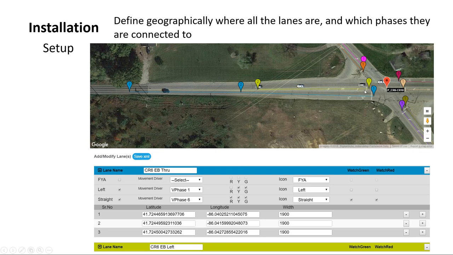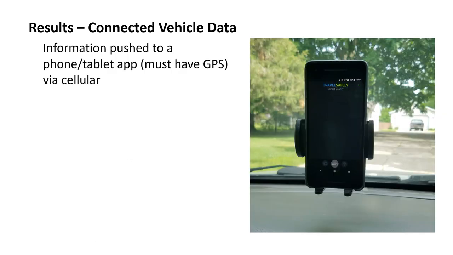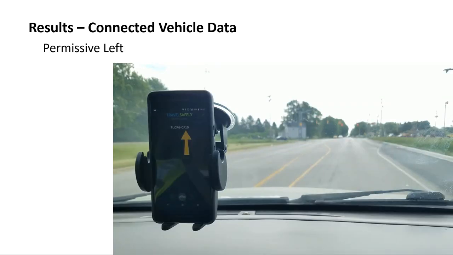Right, so if it thinks your car is on this line, it's going to show you what the left turn light's doing. If it thinks your car is on this line, it's going to show you what the through movement is doing. And it's a phone app. They call it Travel Safely. You just log in, and then it'll show you as you go through, right? And it's pushed out to that. It could be a tablet as well. It's just an Android system. I think they actually have it on iOS too.